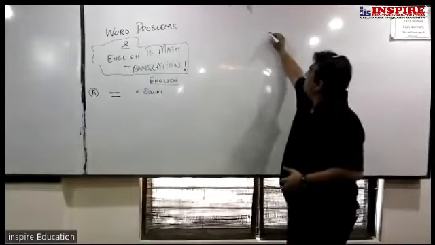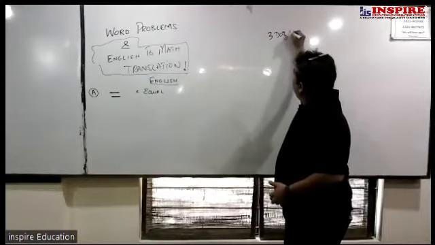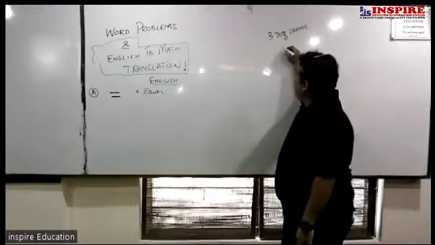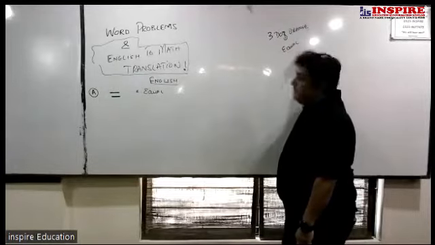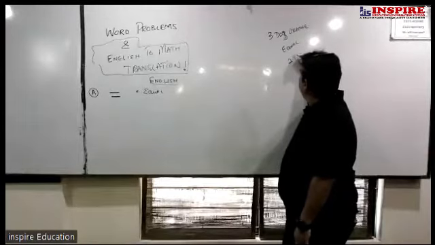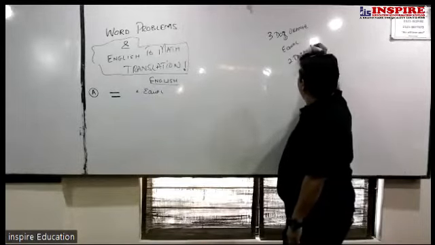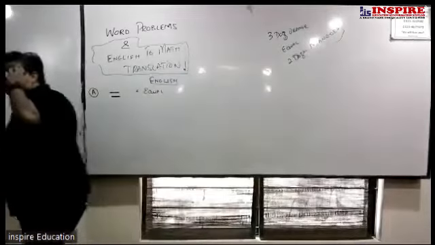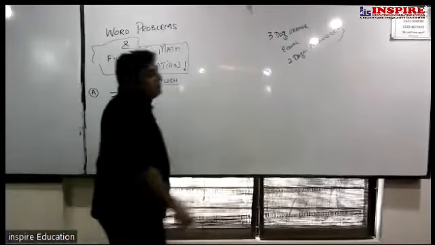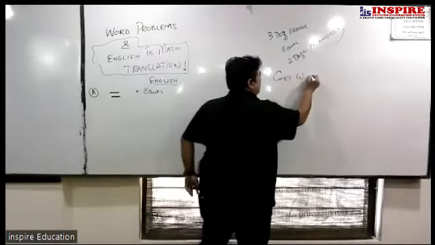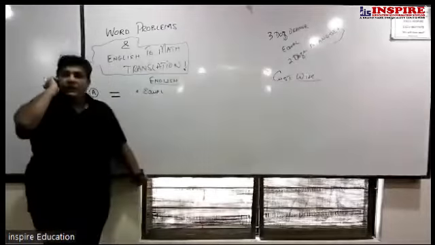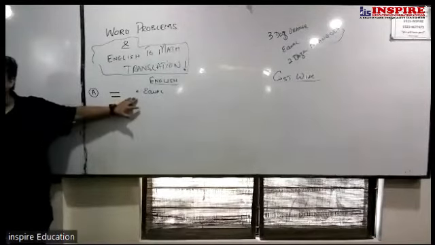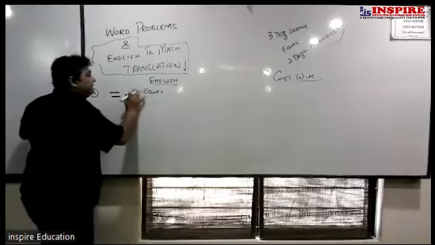3 dozen oranges equal 2 dozen mangoes, cost-wise. What do you mean by cost-wise? The cost of 3 dozen oranges is equal to the cost of 2 dozen mangoes. That's when you use the word equal.